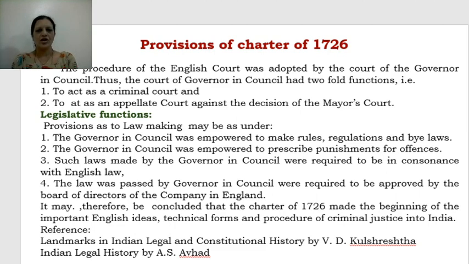The procedure of the English court was adopted by the Court of Governor in Council or the Court of Justices of Peace. Thus, the Court of Governor in Council had twofold functions, that is, to act as a criminal court and to act as an appellate court against the decision of the mayor's court.